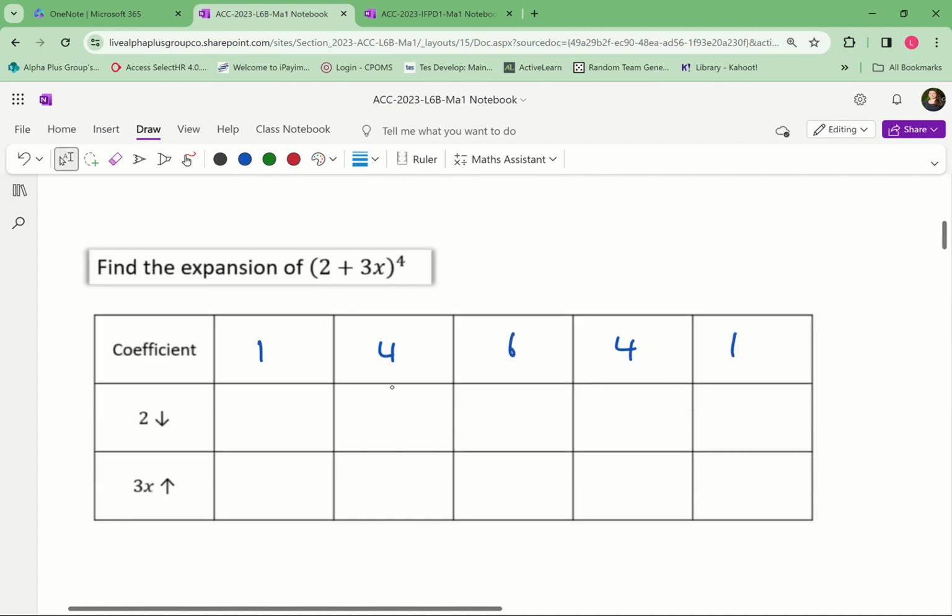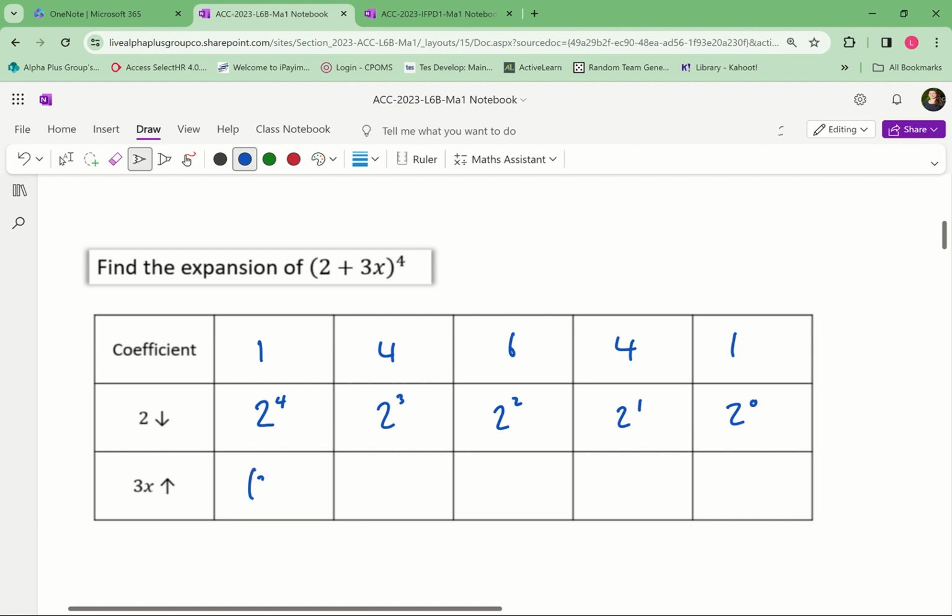And then I want the powers of 2 to go down by 1 each time, so in descending order. So I want to start with the highest power of 2, and the highest power is going to be to the power of 4, because that's the power of my brackets. I'm going to start with 2 to the power of 4, and then just write out the powers descending by 1 each time. And then I want to write the 3x part in increasing powers. So I'm going to start with the power of 0 and increase by 1 each time until I get to 3x to the power of 4.